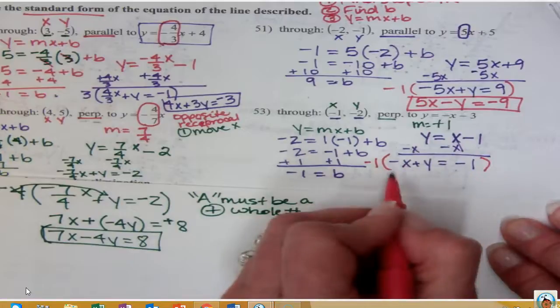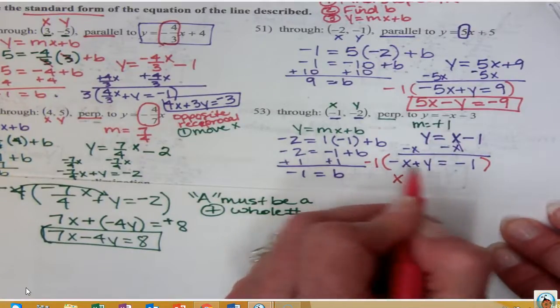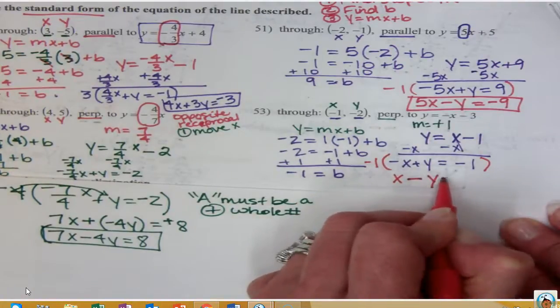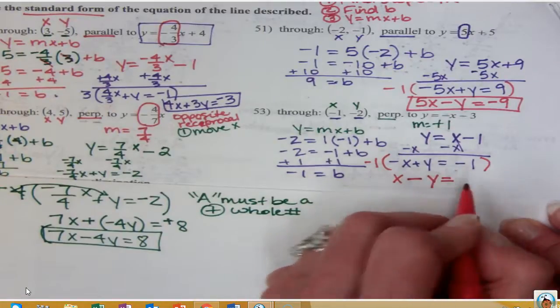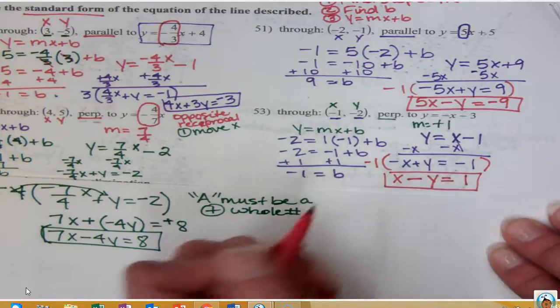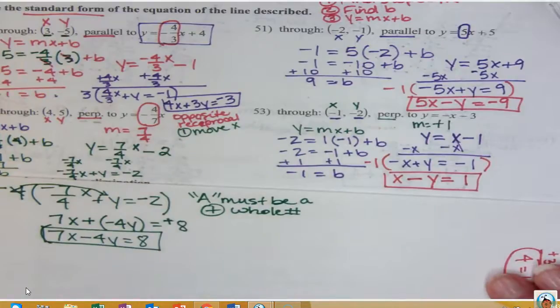And when I multiply it by -1, a negative times a negative is a positive. But a negative times a positive is a negative. So that changes my y to negative. And a negative times a negative is a positive. So that changes that to +1. So there is my standard form for that equation.